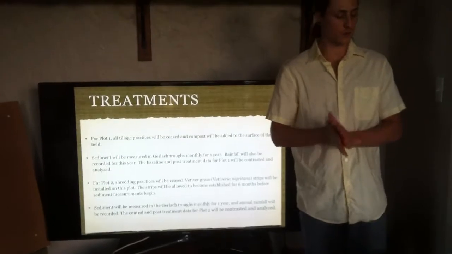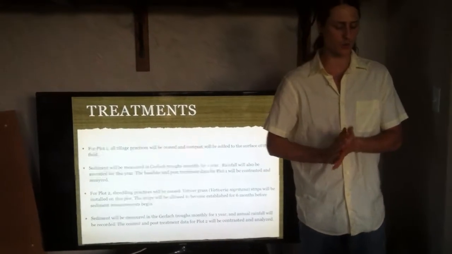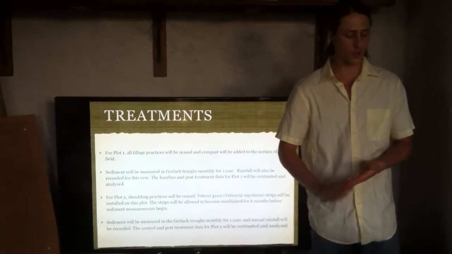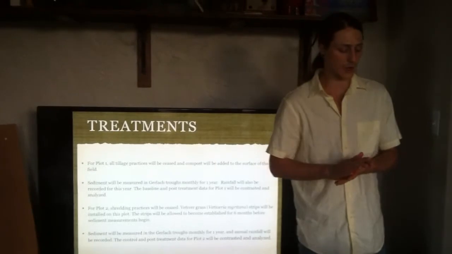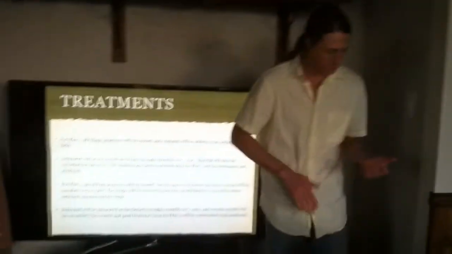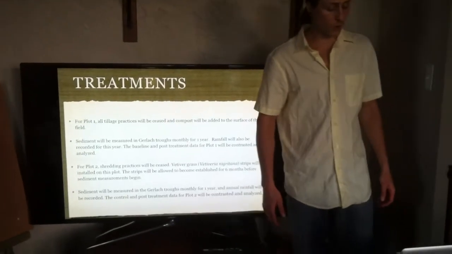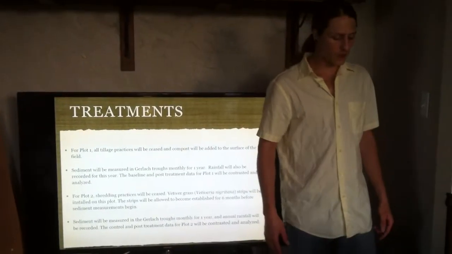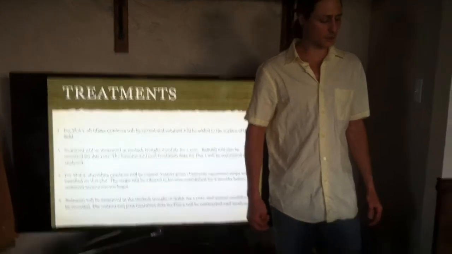So, treatments. For Plot 1, all tillage practices will be ceased and compost will be added to the surface of the field, non-incorporated. Exact amounts will be calculated once the soil analyses are prepared. Sediment will be measured in the Gerlach troughs monthly for 1 year. Rainfall will also be recorded for this year. The baseline and post-treatment data for Plot 1 will be contrasted and analyzed.